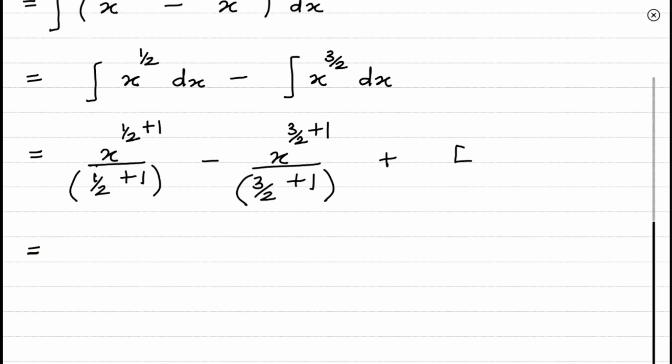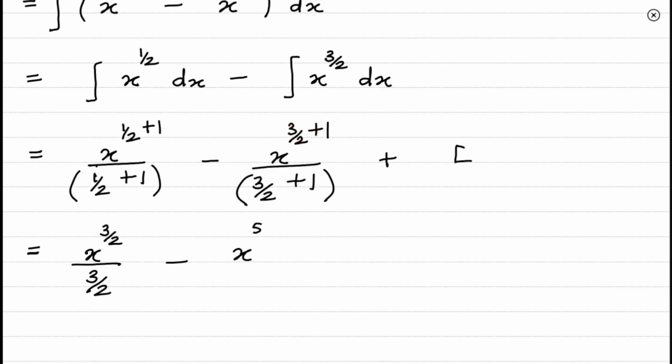So we have x to the power half plus 1, which is nothing but 3 by 2, divided by 3 by 2, minus x to the power 3 by 2 plus 1. If you just cross multiply, this will become 5 by 2 divided by 5 by 2. And obviously we also have the constant of integration c.